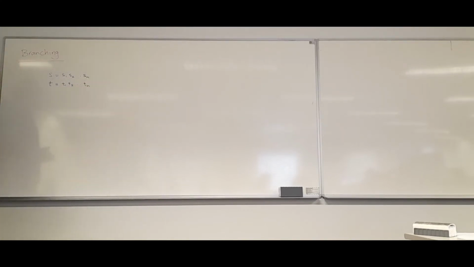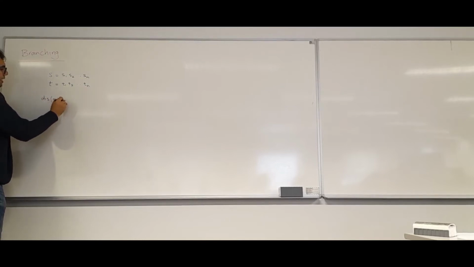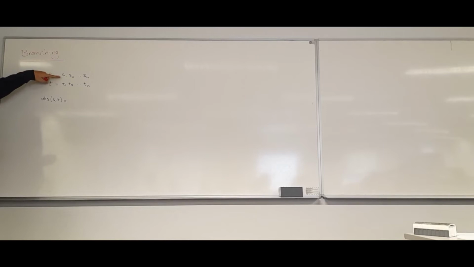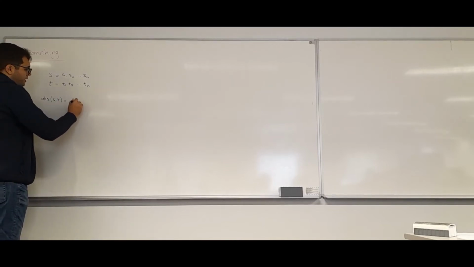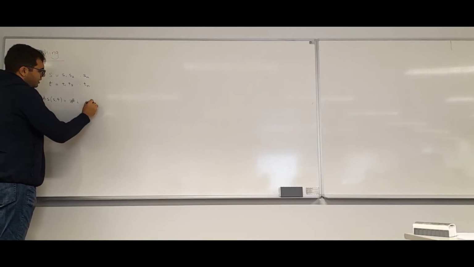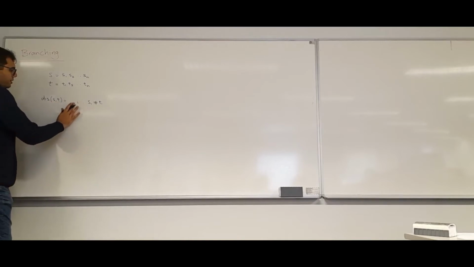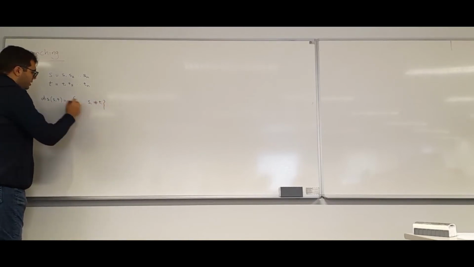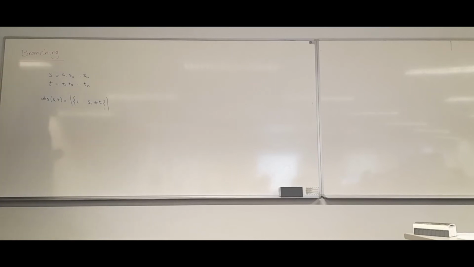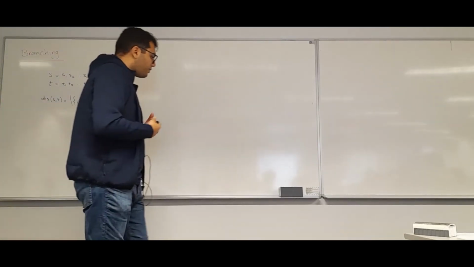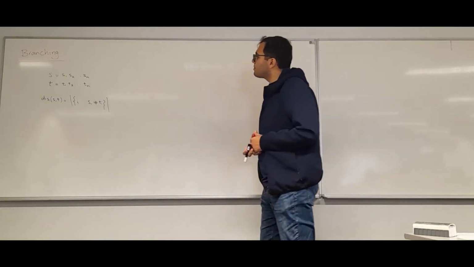So I can define a distance between these two strings, and I can say that the distance of S and T is just the number of indices where the characters in the two strings do not match. So the number of indices i such that Si is not equal to Ti. Or I can just write it in a more mathematically correct way. Okay. So now we have a concept of distance between strings.